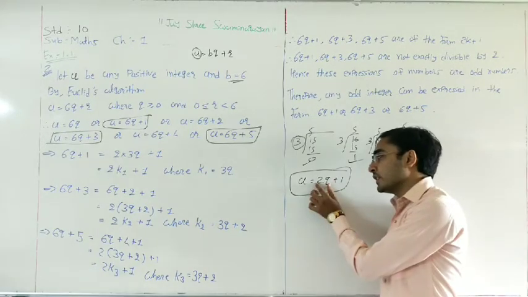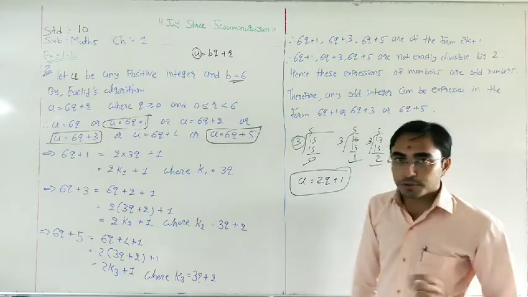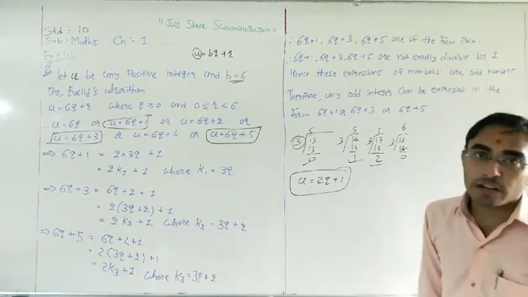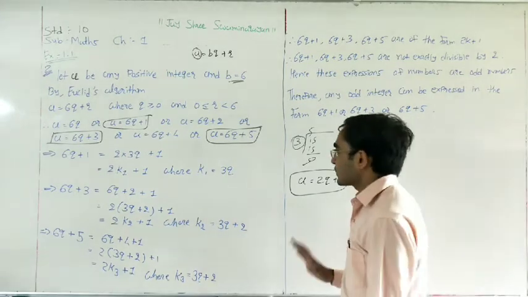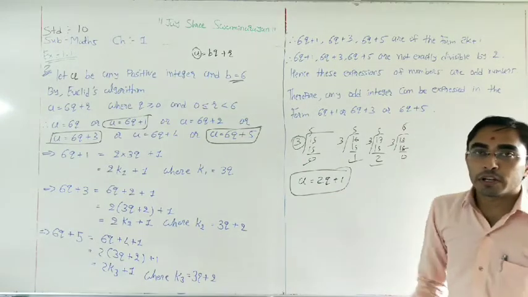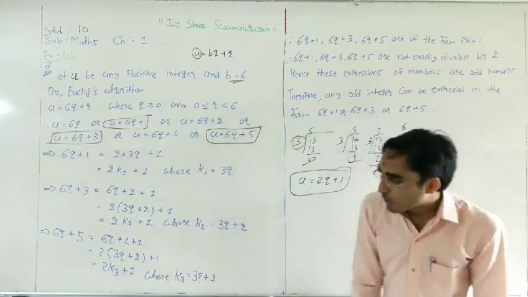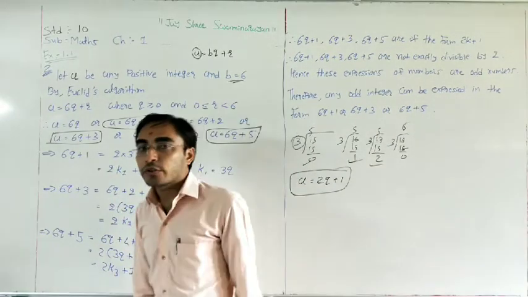Again, why 2q? It is always an even number because you multiply with 2, and plus 1 makes it an odd number. So this is the standard form of odd integers. We will try to prove that these three possibilities are in the form of 2q plus 1. Let's start with the first possibility, 6q plus 1.